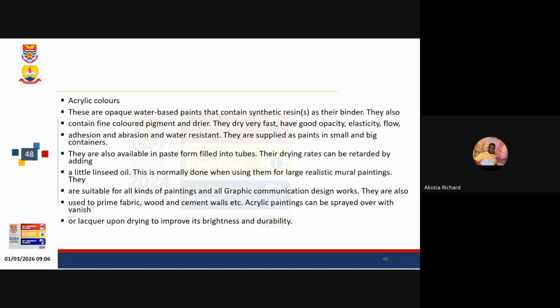Yes, sir. Okay. So a little linseed oil. This is normally done when using them for large realistic mural. They are suitable for all kinds of painting and graphic communication design works. They are also used to prime fabrics, wood, cements. So when you have a freshly done plaster, which is cement or a wall, after plastering, you do priming and seasoning.